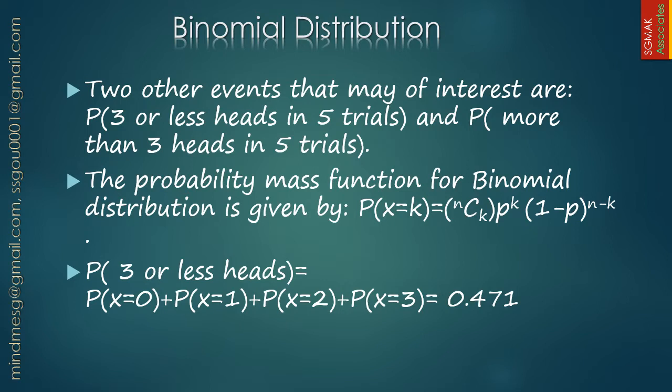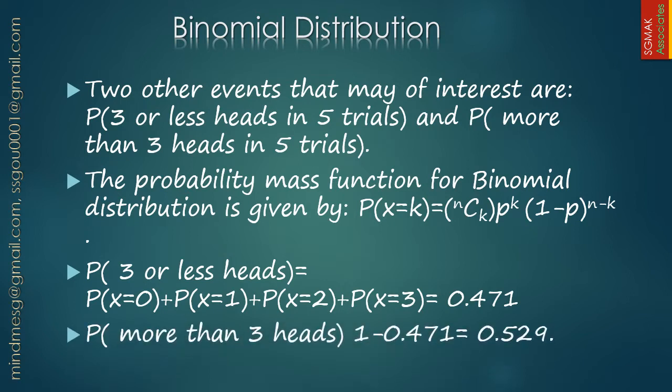So probability of getting 3 or fewer heads will be probability of getting 0 heads, exactly 1 head, exactly 2 heads, and exactly 3 heads. If you add them together, that probability for that event comes out to be 0.471. So if you take the complement of that, probability of getting more than 3 heads will be 0.529.